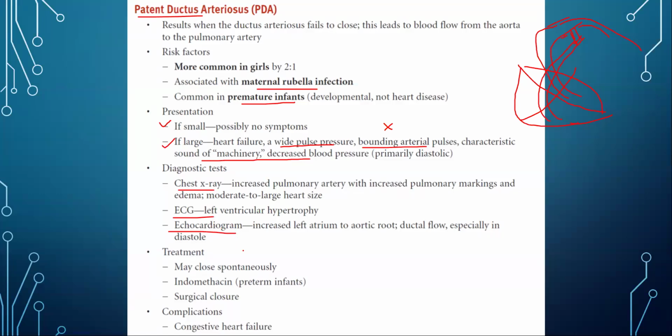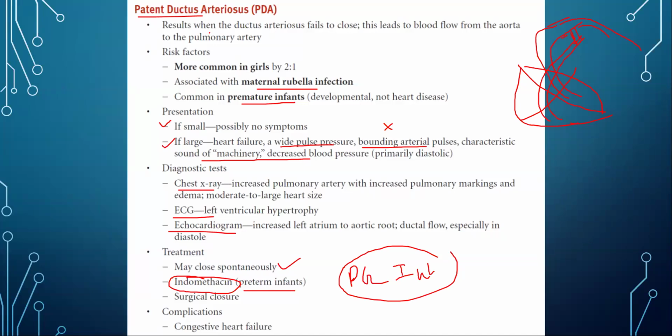Treatment. It can get closed spontaneously if it is small. So asymptomatic small PDA, no need of any treatment. But if it is not getting closed, especially for a preterm baby, you can give them indomethacin. So, prostaglandin inhibitor. A prostaglandin inhibitor can close the ductus arteriosus.